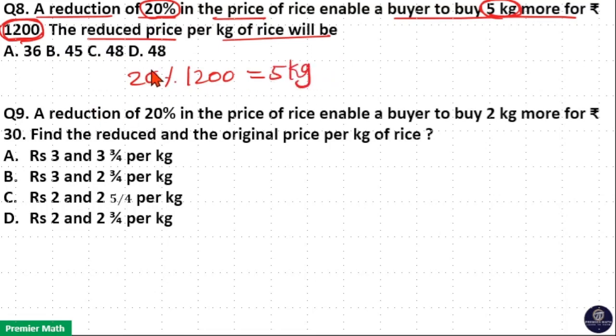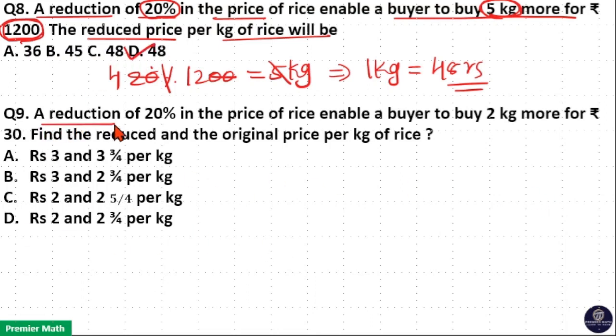Here, percentage and 00 cancel. 5 goes 4 times in 20, which means 1 kilogram is equal to 12 into 4, 48 rupees. That is, 1 kilogram price is equal to 48 rupees. So option D is your answer.